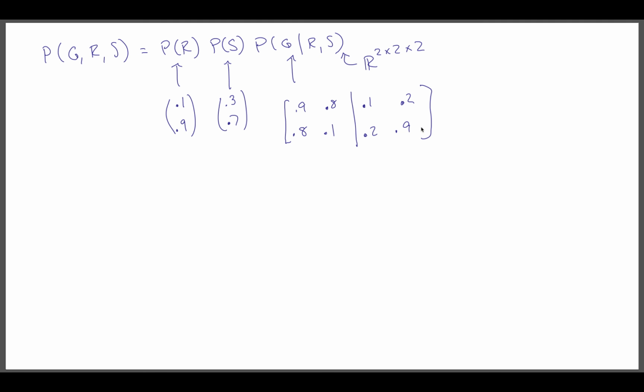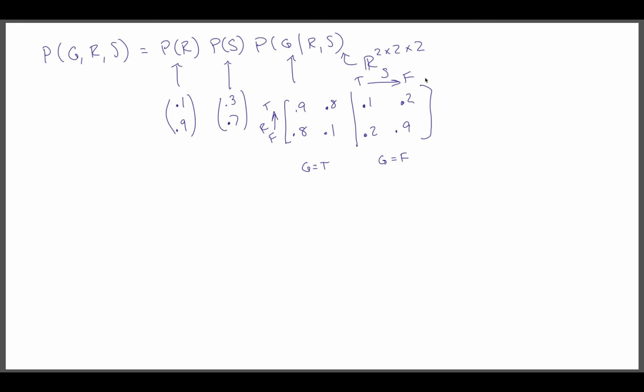And just to be clear, this half is G equals true, this half is G equals false. On the rows is R, so true is up here and false is down here, and on the columns is S, and true is here and false is here.